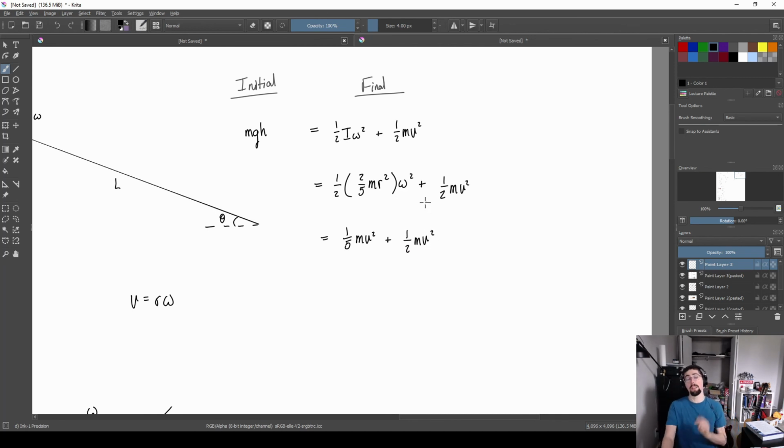Now, if we had been doing this with a cylinder, this quantity right here would have instead come out to be 1/4 mv squared. It would have taken a greater portion of the energy, and that means that it would have less energy left over for the translational velocity.